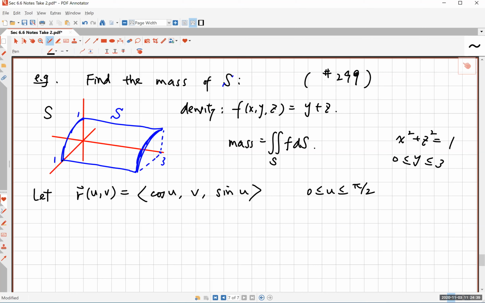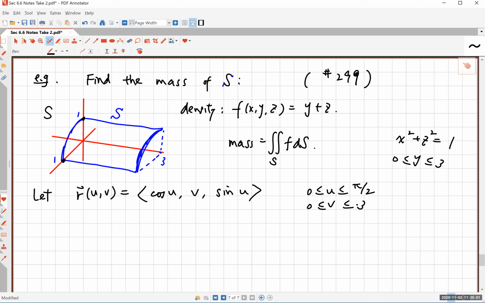It starts at this point because if u is 0, then you have 1, 0, 1, which is this point. And when u is pi over 2, you end up here, 0, 0, 1. So that is perfect. That is the right thing that I'm looking for. And then v goes from 0 to 3 independently of u, right?